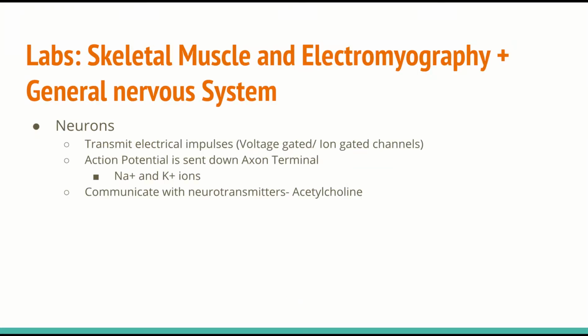So how do these concepts apply to what we have learned in lab? Neurons transmit electrical impulses to induce an action potential and release neurotransmitters over a synapse. These neurotransmitters can be acetylcholine, which bind to the receptors on the outside of muscle cells to cause contraction.